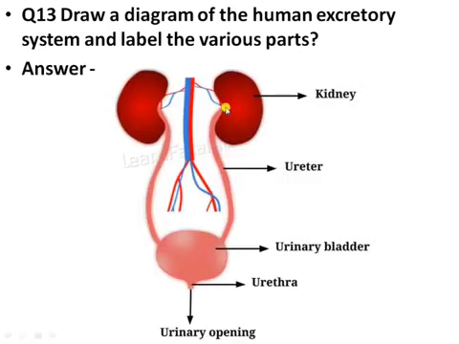Next is, draw a diagram of the human excretory system and label the various parts. First, the kidney purifies the blood, and urine is formed in the kidney. The kidney passes the urine to the ureter, and the ureter passes it to the urinary bladder, and from the urinary bladder it is passed out through the urethra. This is the urinary opening from where the urine is expelled. There are 2 kidneys, 2 ureters, 1 urinary bladder and a urethra, a muscular, small opening. From here the urine is passed out.